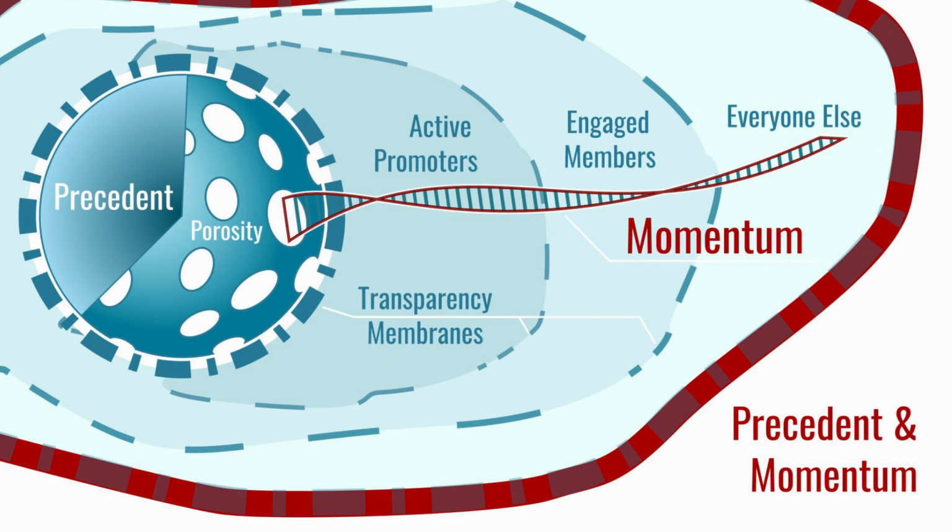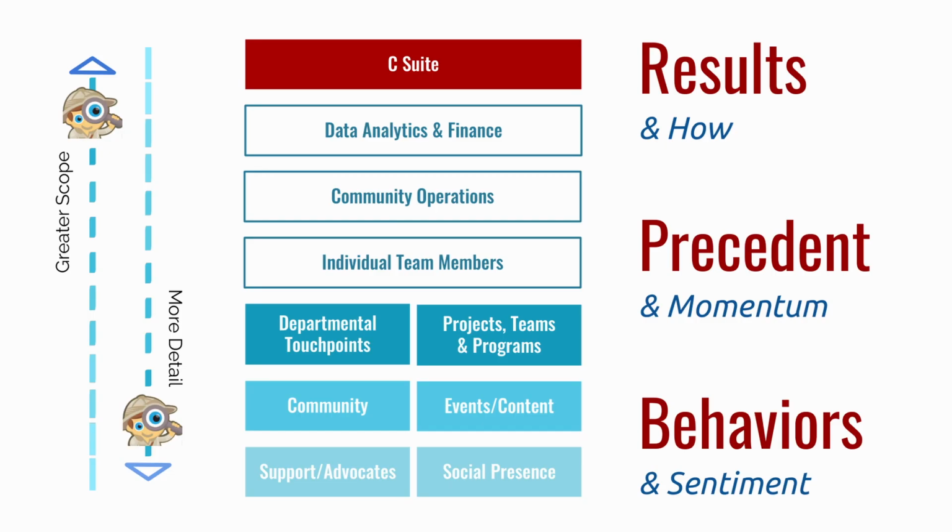Just like your audience is coming into your cell, you are setting a precedent in your team. We want to perform this action in the community. And then you are doing it with active promoters. And then you're doing it again with engaged members. And then you're doing it again with everyone else. So the teams care about precedent and momentum. The community cares about behaviors and sentiment.